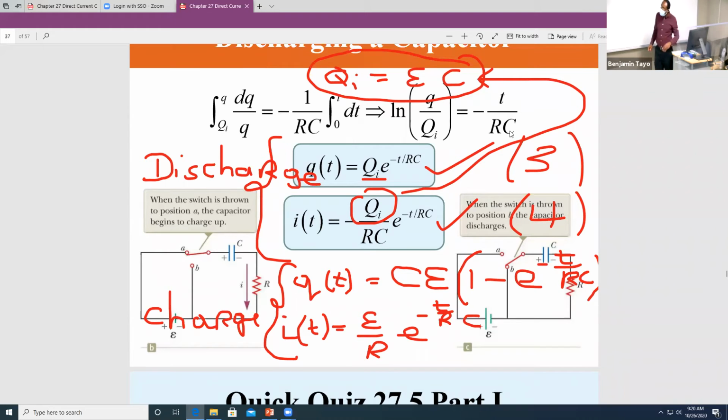So there are four equations that you're going to use to solve all the problems in this section. Two of the equations are for when you're charging the capacitor, and two are for when you're discharging the capacitor. So just know the difference. Each time that you solve a problem, you just ask yourself, am I charging the capacitor? Am I discharging the capacitor? And then you can always substitute all the values.